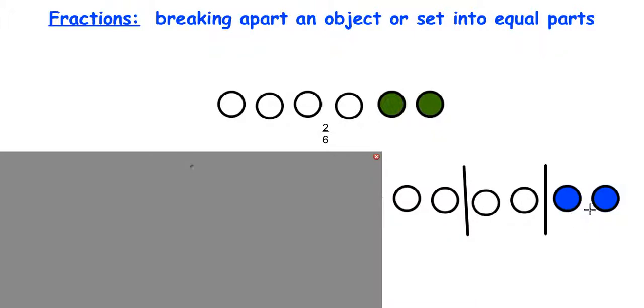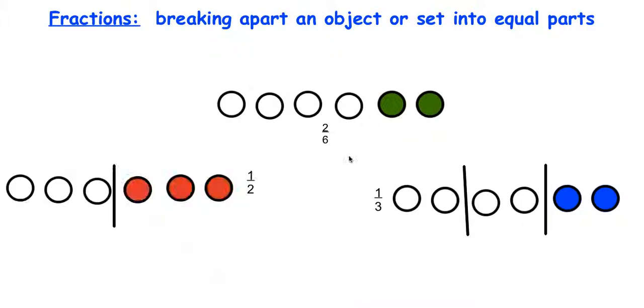So now I've got 3 groups, 1 group, 2 groups, 3 groups that are equal. And of these 3 groups, 1 is filled in. So 1/3 of the groups are filled in.